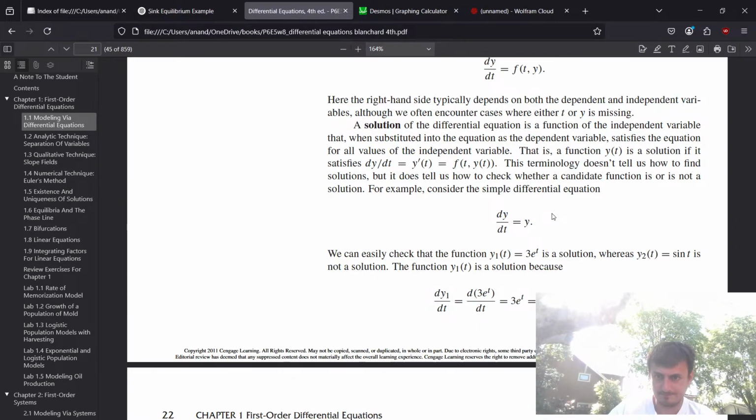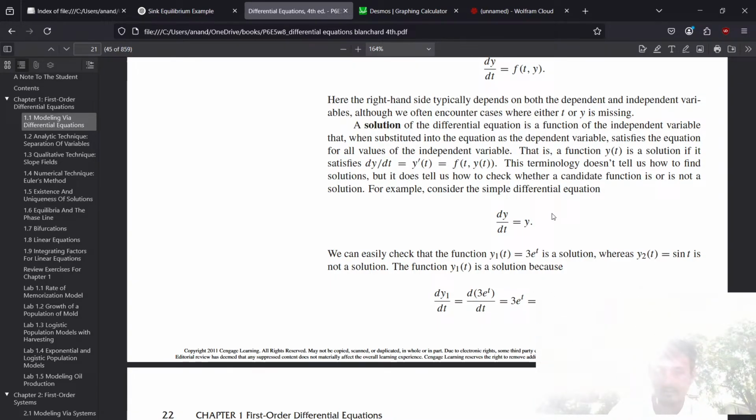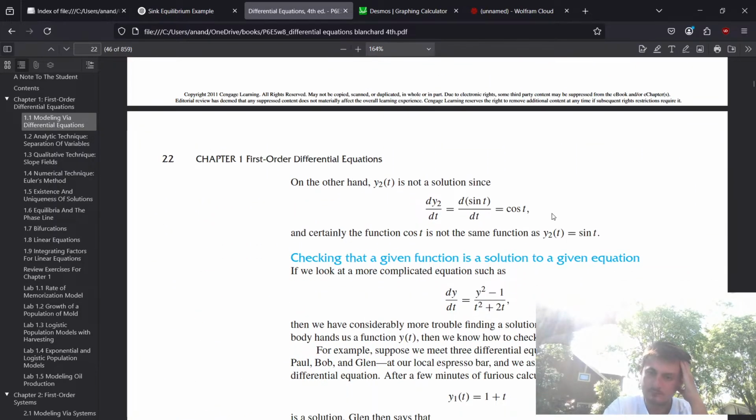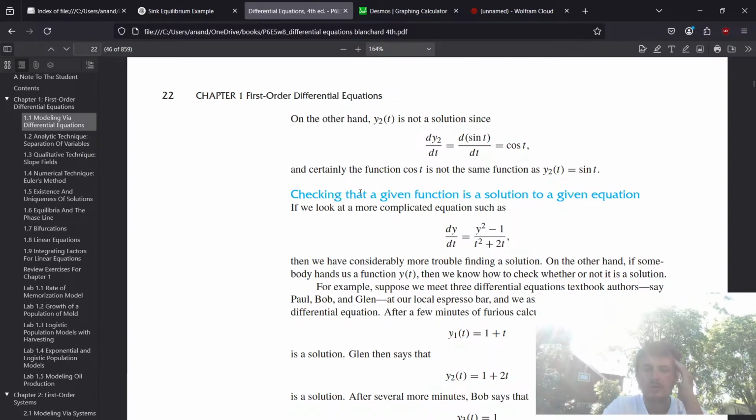Say y dot equals y. We can check that y of t equal to 3e to the t is a solution by computing d of 3e to the t over dt and setting that equal to 3e to the t. Okay. Checking a given function.